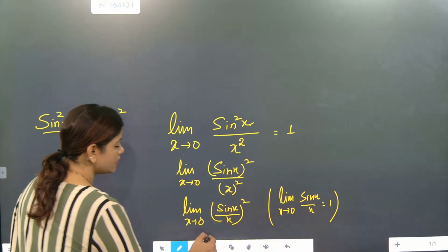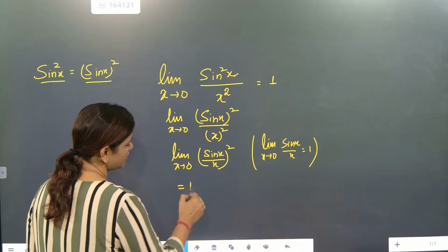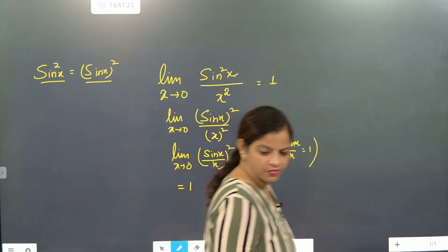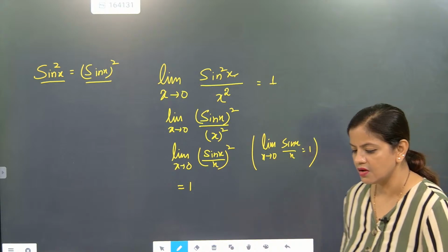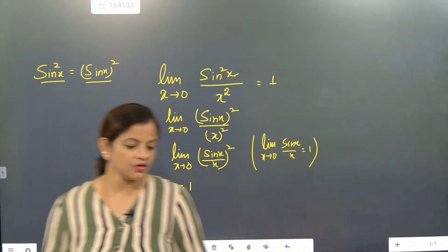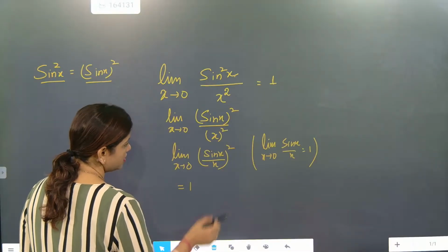So what answer will come directly? What answer are we expecting here? We are expecting an answer of 1. Remember this one. Our answer is coming here as 1. Now you will ask, if this type of question is there, then what are we going to do?